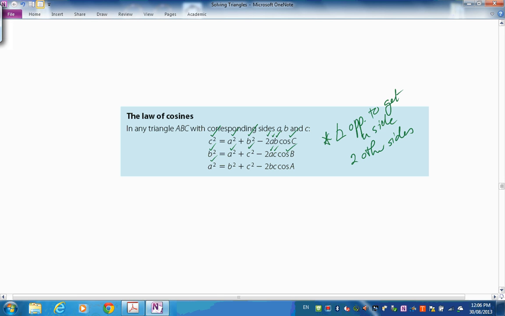So if you want to get a, that side, a squared would be b squared plus c squared minus 2bc cos of angle A, the angle opposite. Hey, this is a bit complicated, but it's going to be a powerful tool. You only need one angle and you can find a side, or maybe with three sides you can find something. Let's have a look.